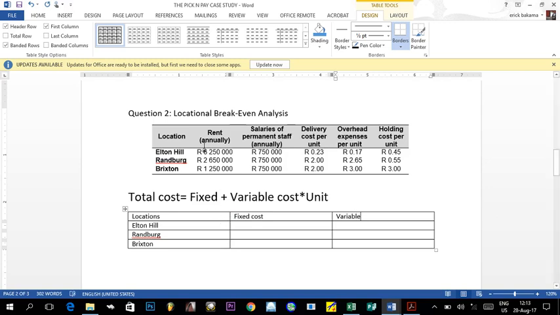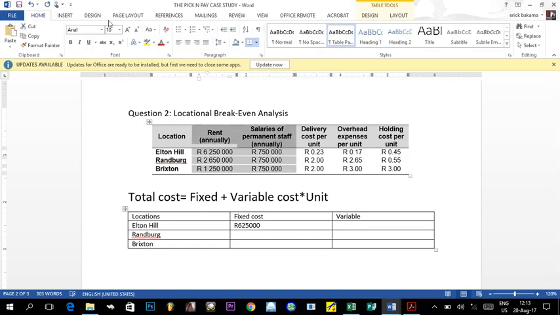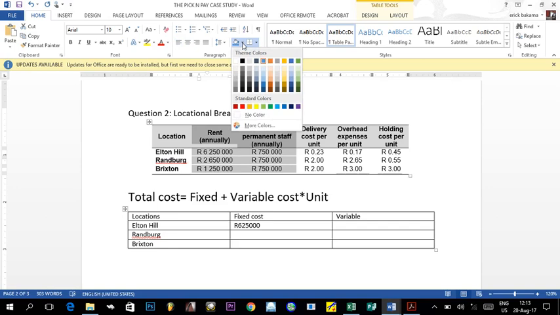Now the fixed cost, these are the fixed costs here. For Elton Hill the fixed cost will be 6,250,000 rand. Remember that what will involve our fixed cost in this case is only the annual rent and the salary.